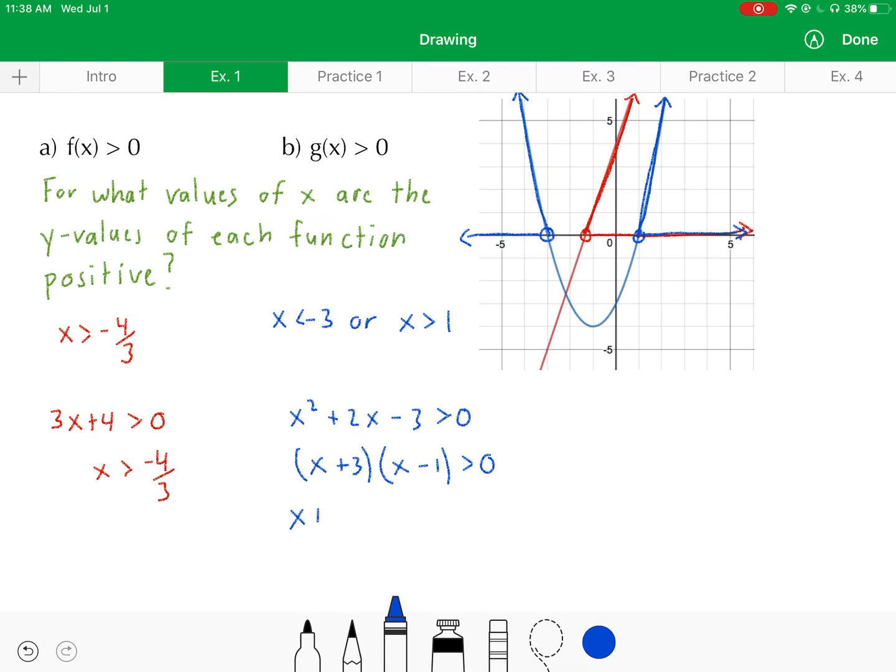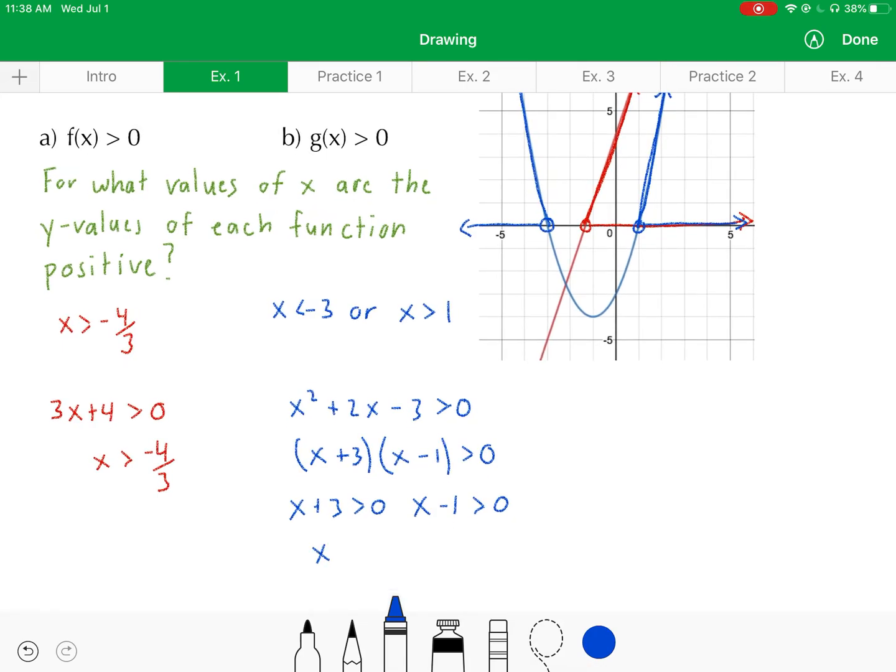So they'll take x plus 3, and they'll try to make that greater than 0. And they'll also say x minus 1 is greater than 0. And they'll end up with x is greater than negative 3, as well as x is greater than 1.